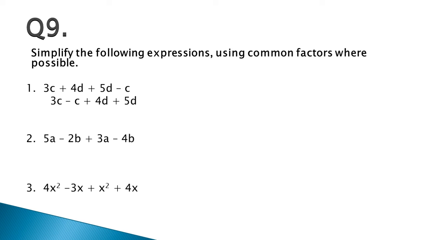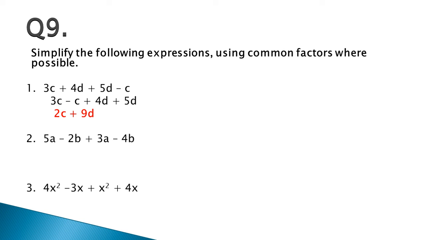So I'm writing this again as 3c minus c plus 4d plus 5d. So 3c minus c. If there is no number before a letter, that simply means it has 1. So 3c minus 1c is 2c. 4d plus 5d is 9d. The second one, 5a minus 2b plus 3a minus 4b.